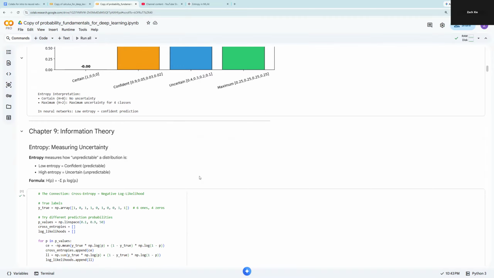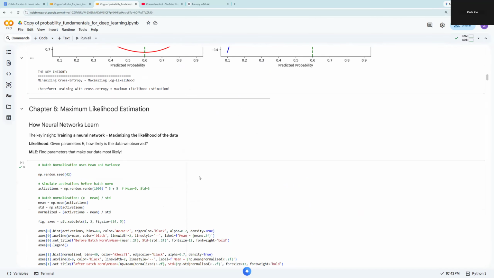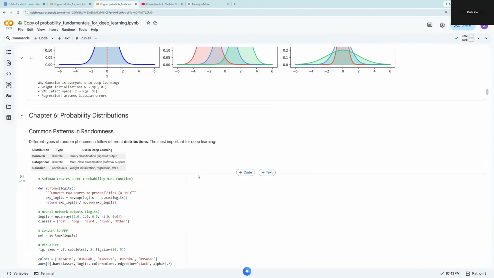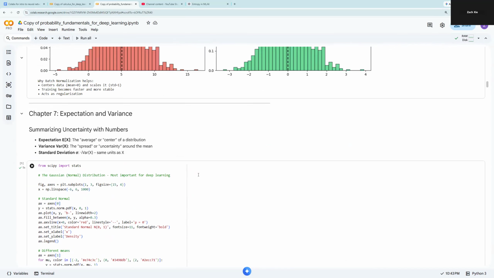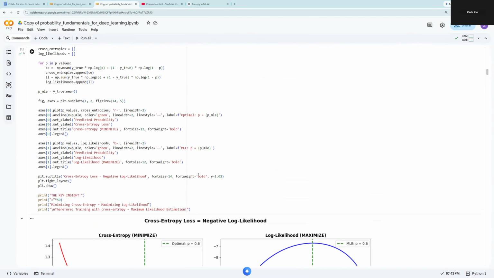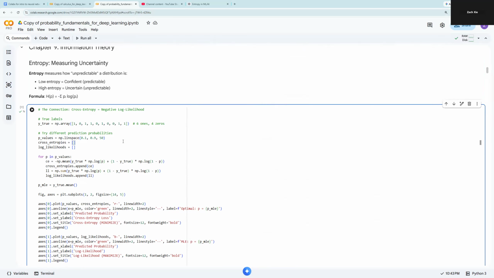So how is entropy calculated? How is it defined? Again, the notebook is going in reverse order right now. I believe the formula for that is this, right? So you have the formula for entropy. Yes. So it's the log likelihood times the likelihood, and it's a negative one.